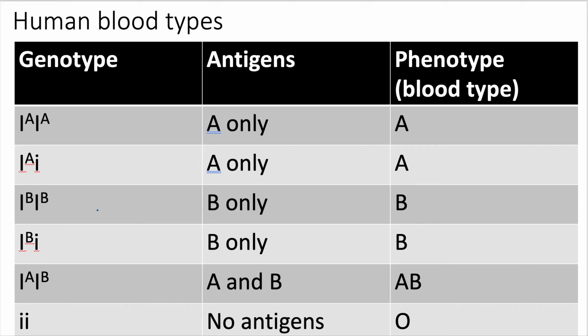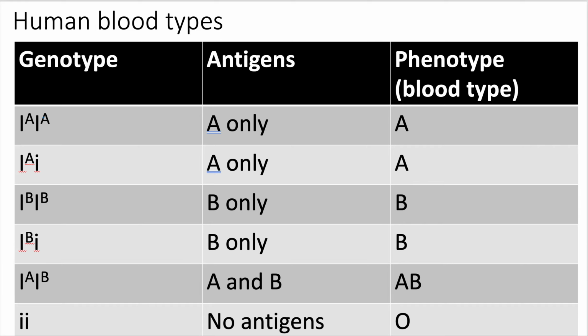Okay, so here are the different possibilities for genotypes. If you have 2 copies of A, you're type A. If you have an A and an O, you're A. So 2 B's, you're B. A B and an O, you're B. An A and a B, you're AB. And 2 little i's, you're O. Okay, so let's see. We might have to come back to this chart.